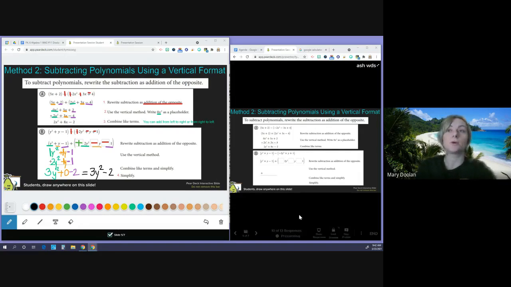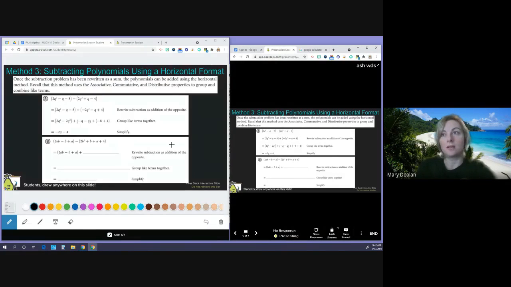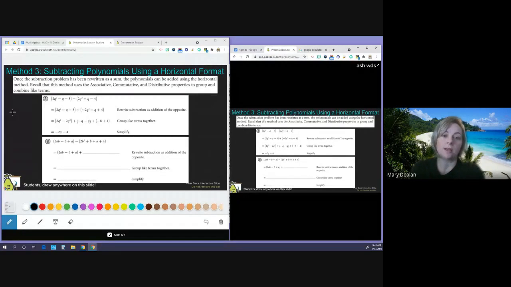Alrighty, so I'm going to move us to the next slide here. This is all being recorded, so you can go back and add to any of these slides at the end. I'll put you on student paste. Third method, subtracting polynomials using a horizontal format. Once the subtraction problem has been rewritten as a sum, the polynomials can be added using the horizontal method that we did last week. So this method uses associative, commutative, and distributive properties to group and combine like terms.